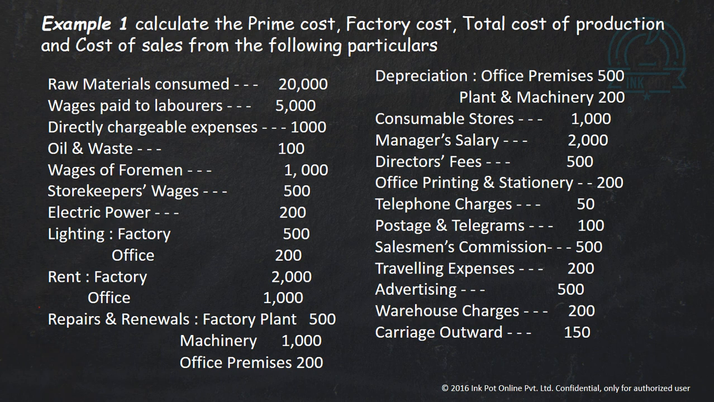So we can write here like, this is direct material, this is direct labor, and these are your direct expenses, part of prime cost. By adding these three, we will get prime cost. Clear? Now, next, oil and waste. Oil and waste are used in factory. So this is a factory overhead.